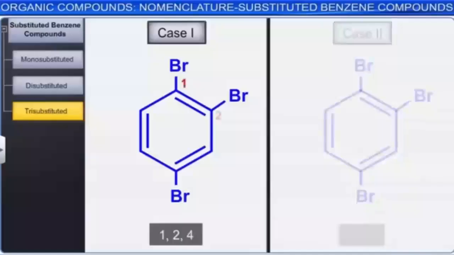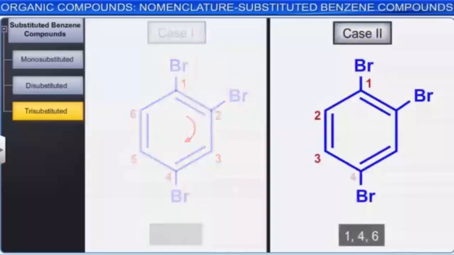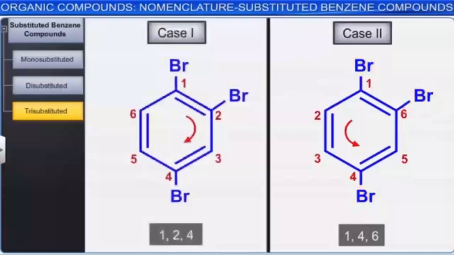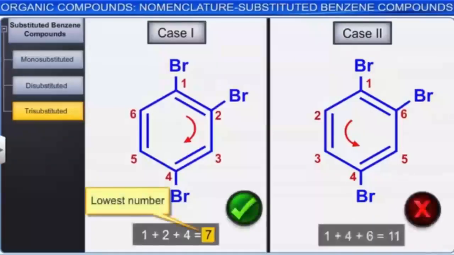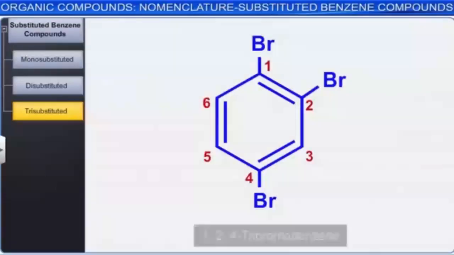If the carbon atoms are numbered in the clockwise direction, then the bromine substituent is found at positions 1, 2, and 4. If the carbon atoms are numbered in the anticlockwise direction, then the bromine substituent is found at positions 1, 4, and 6. Hence, according to the lowest locant rule, the correct way of numbering is followed in case 1. Thus, the name of the compound is 1,2,4-tribromobenzene.